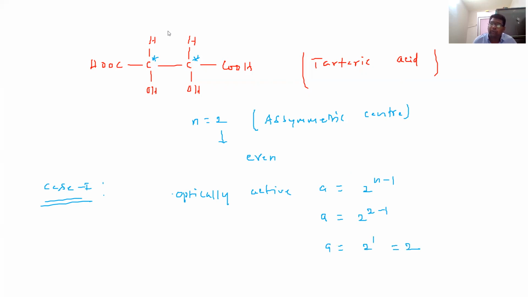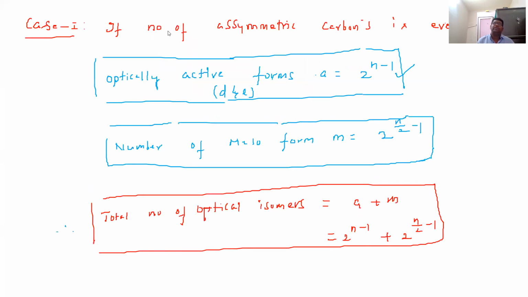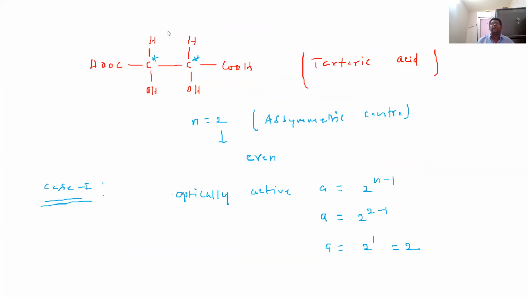How many optically active forms? 2. Next, how many meso forms? How to calculate the number of meso forms? That formula is also different. Meso forms, M is equal to, what is the formula? Here 2 power n by 2 minus 1. So therefore, 2 power n by 2 minus 1.